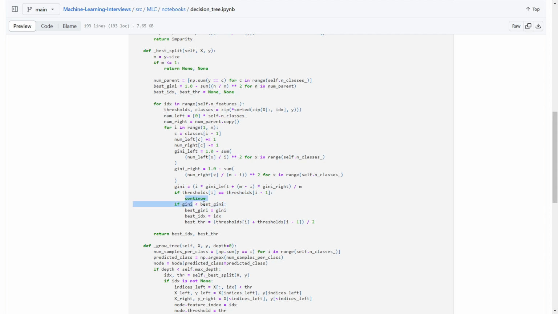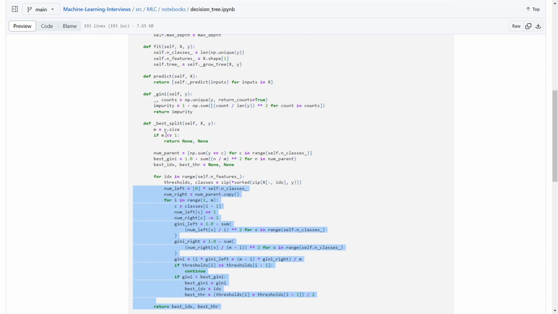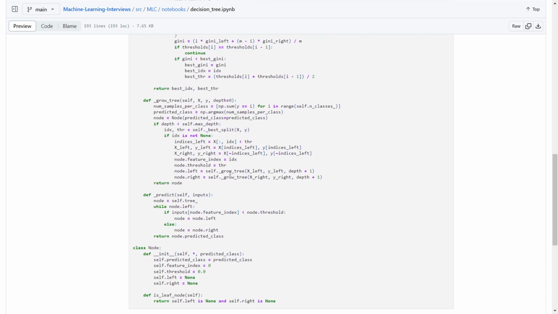If the current value of Gini is less than the earlier minimum value, we'll update the best Gini as the minimum value, and based on that, we will define the thresholds. And for each of the attributes, we will get a minimum Gini value, and for each of those values, we'll store everything. And then finally, where are we using the best split? I think we will be using the best split when we are growing. Yeah, so when we are growing, that's what we are doing.